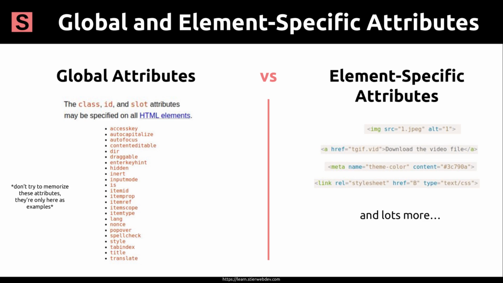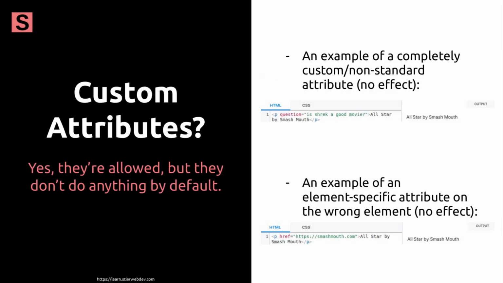Element-specific attributes are any attributes that aren't listed in our global attribute list. Examples of element-specific attributes are source, so src, the one that we just saw for the image element, alt, href, name, and content. There's a bunch more, and whenever you look up an element on MDN, it will list out any element-specific attributes that element can use.